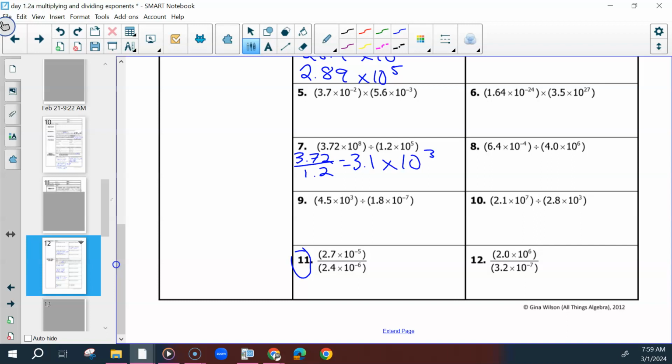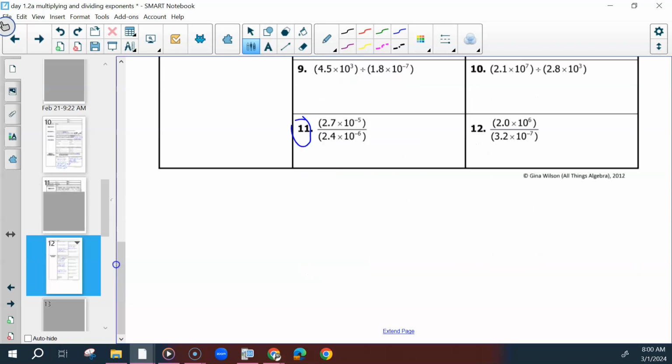I'm trying to remember if 11 is similar to this. I was trying to remember if 11 is the same as 10, but we can do 11 and then if we need to go back and do the other one.